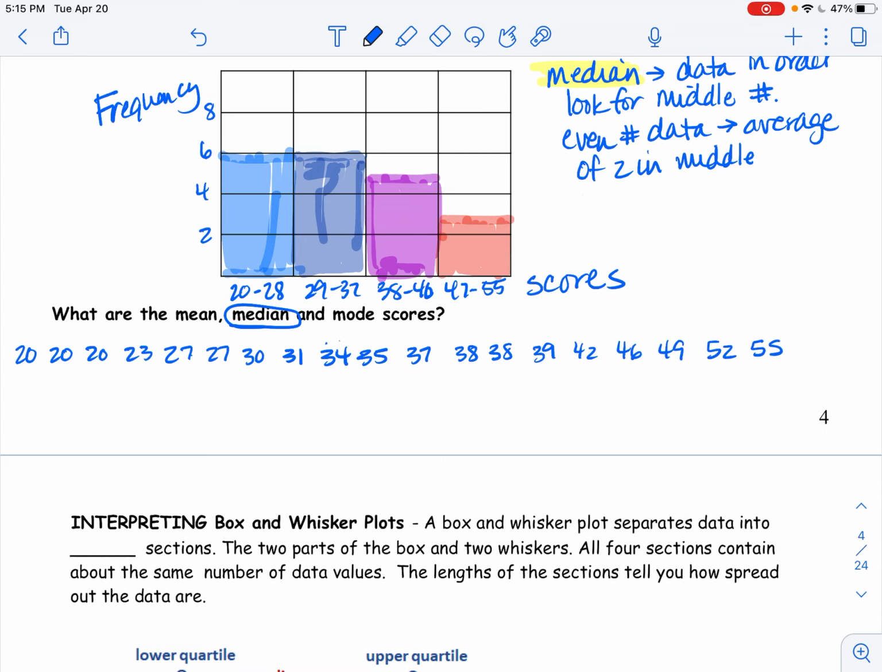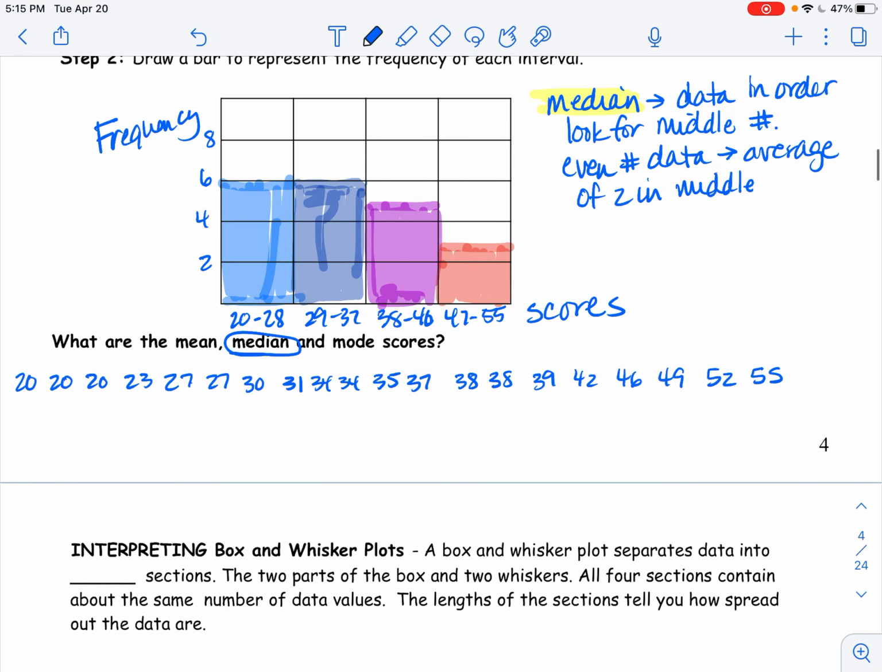Okay, 1, 2, 3, 4, 5, 6, 7, 8, 9, 10, 11, 12, 13, 14, 15, 16, 17, 18, 19. Hold on, let me double check my data. 3 20s, 23, 2 27s, 30, 31, 34. Oh, we had 2 34s. Let me add that in. Gotta be careful. Okay, that's my 20 data values.